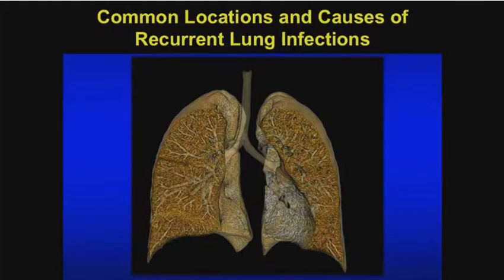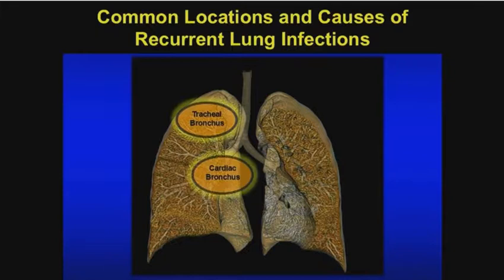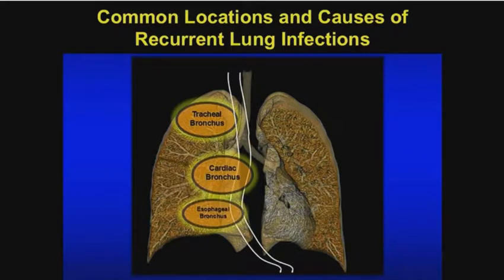When you hear the history, you want to think about, for example, if there's a recurrent infection in the right upper lobe, you want to think about an underlying tracheal bronchus. This is a common location for recurrent infection or hemoptysis in the cardiac bronchus. In patients with esophageal bronchus, as you can see, the medial portion of the right lower lobe is the most common location. And when it comes to pulmonary sequestration, that's a typical location for the lower lobe. Left side is more common than right side.